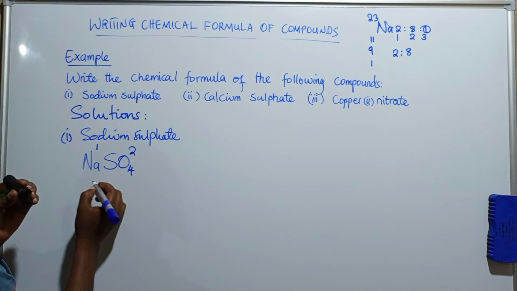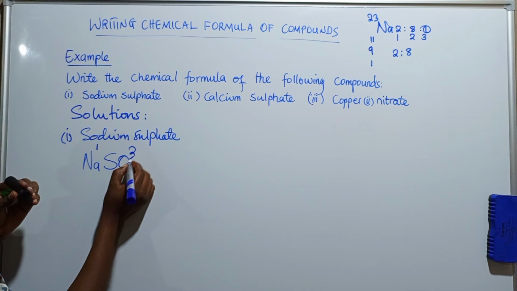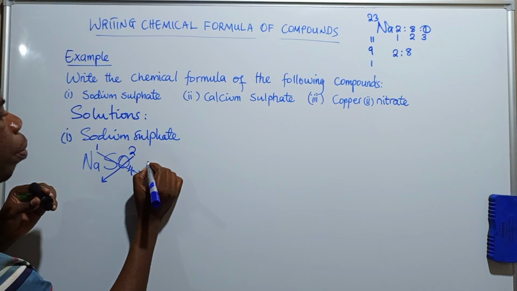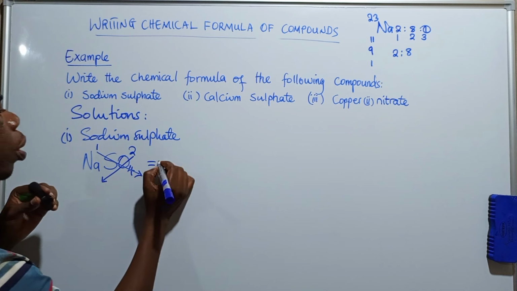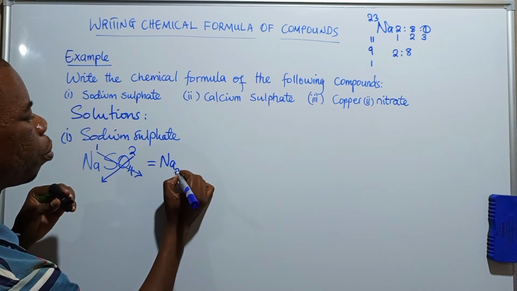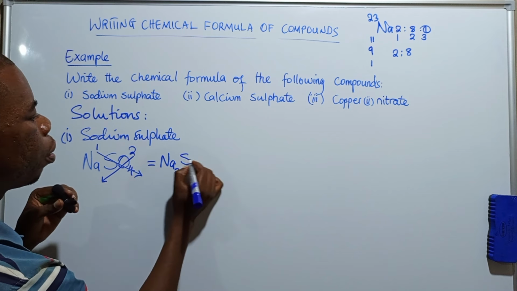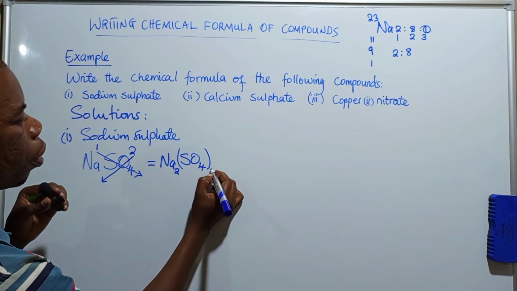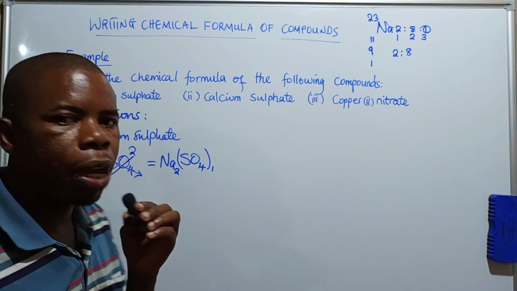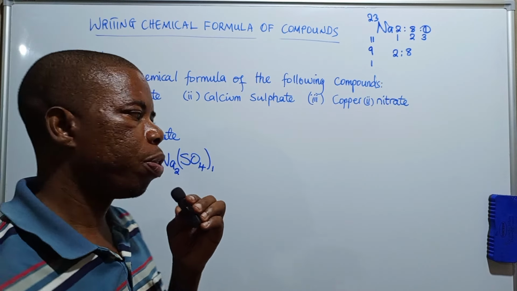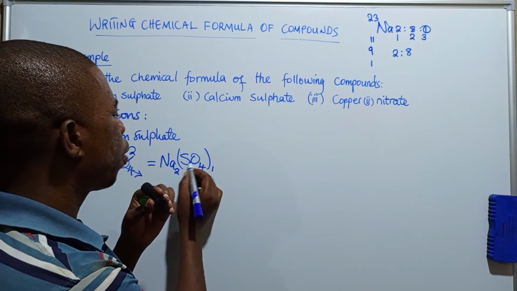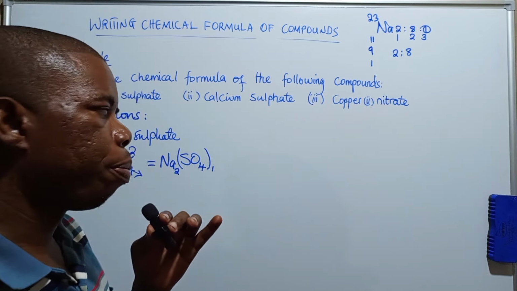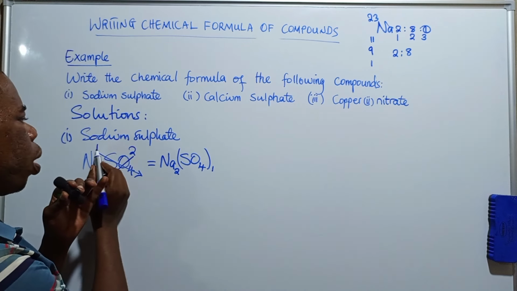Once you do that, you need to swap. These two should come here, and this one should come there. Then you say equals, and you write sodium with a 2, then sulfate in brackets with a 1 somewhere here. Why am I putting it in brackets? Because the sulfur and oxygen are bonded together, and because they are bonded together, they share this one coming from there.